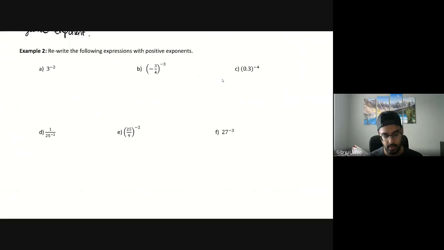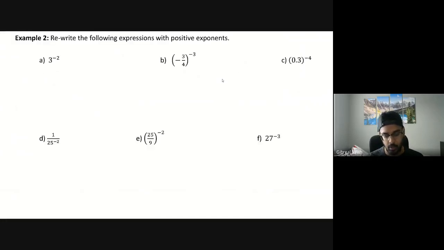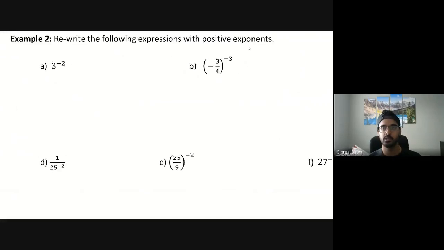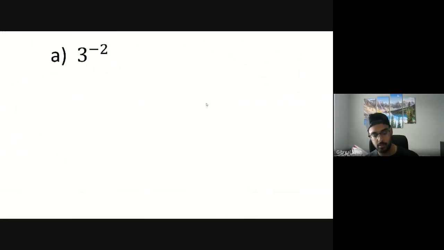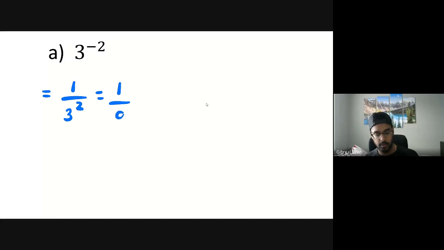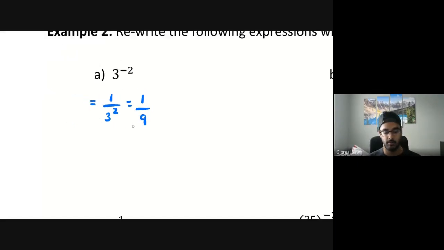So let's go take a look at these. So for example 2, we are going to rewrite the following expressions with positive exponents. So we're basically going to simplify it. So here's my first one, 3 to the power of -2. Now we want that to have a positive exponent. So before we learned that I could take the reciprocal of it and write it as 1/3 squared. And if you want to keep going, you can say that's 1/9. Technically, this does have a positive exponent of 1. So there's A all taken care of.